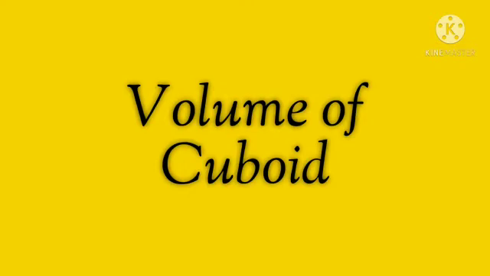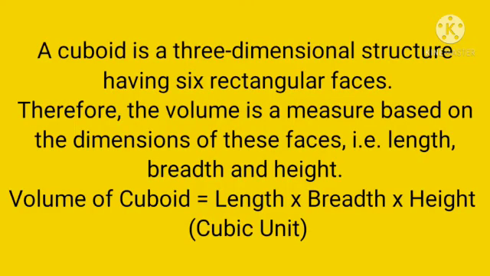Volume of cuboid. A cuboid is a three-dimensional structure having six rectangular faces. Therefore, the volume is a measure based on the dimensions of these faces, that is length, breadth, and height. Therefore, the volume of a cuboid is equal to length multiplied by breadth multiplied by height, that is L multiplied by B multiplied by H cubic units.